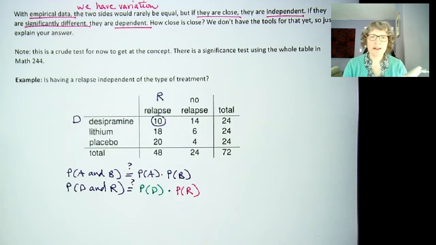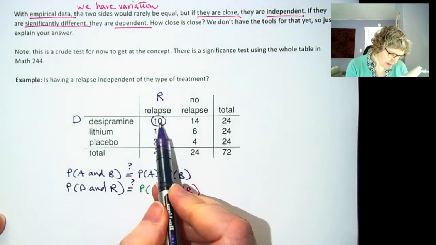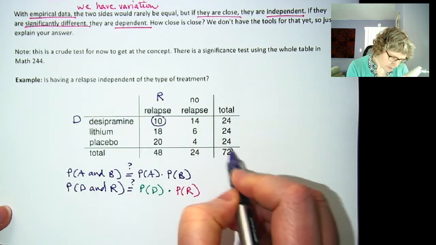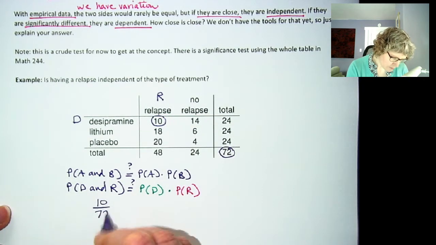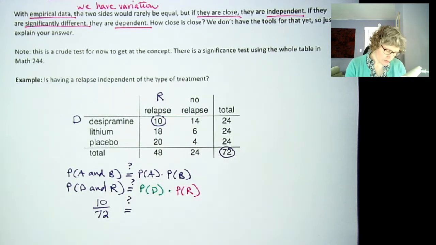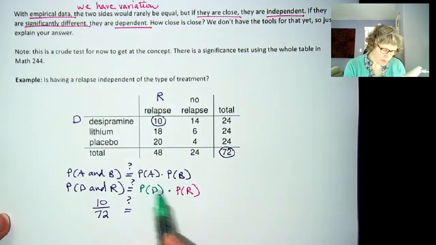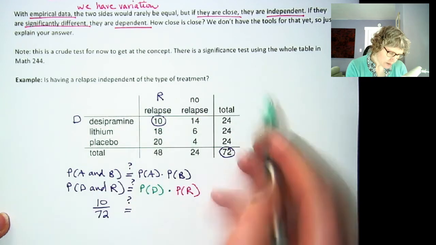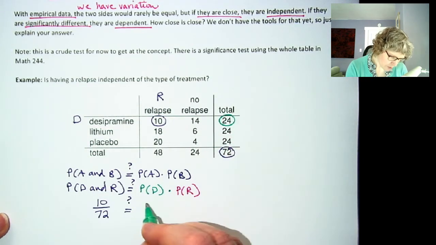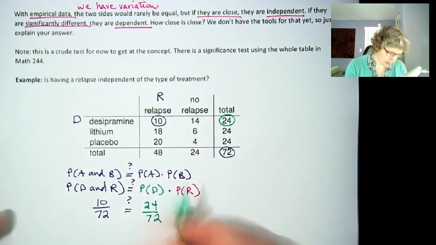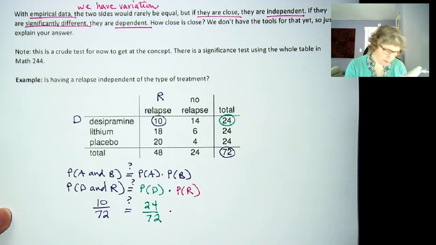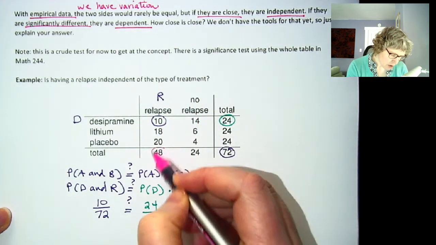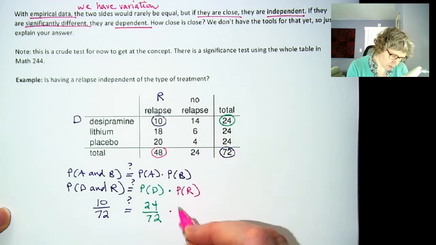Okay, so let's fill in our numbers. The probability of D and R is that intersection, 10 out of 72. And is that equal to the probability of desipramine? So that someone in the experiment was taking desipramine, that is this whole row, right? So that total is 24 out of 72. That's called a marginal probability. Times the probability that somebody has a relapse. The relapse column is right here, that 48 total people, 48 out of 72.